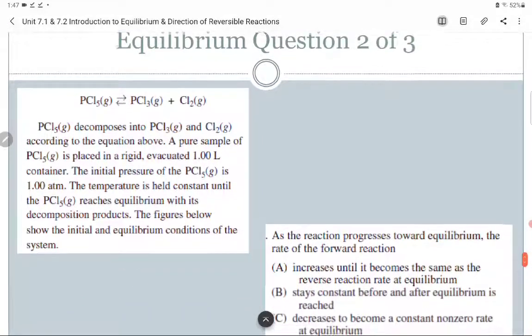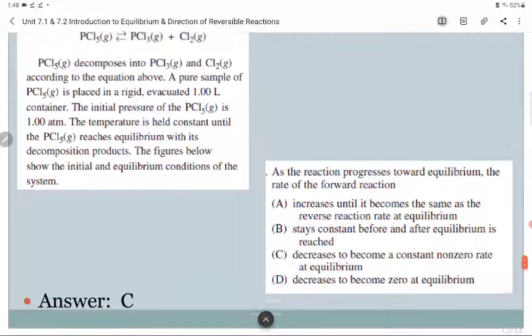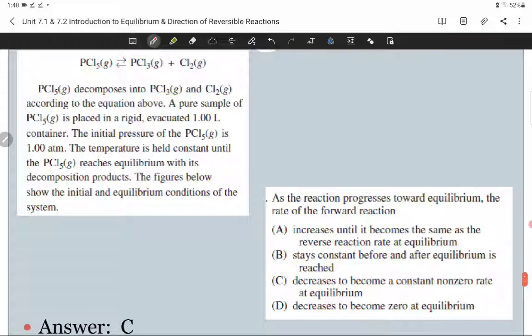Question number 2 of 3. So our question over here on the left, and our answer is on the right. Yeah, we already have an answer. Okay, so we have this material here that decomposes into 2 new materials. A pure sample of PCl5 is placed in a rigid evacuated container. So the container at the beginning only has PCl5 in it. So there's only one thing that could happen.